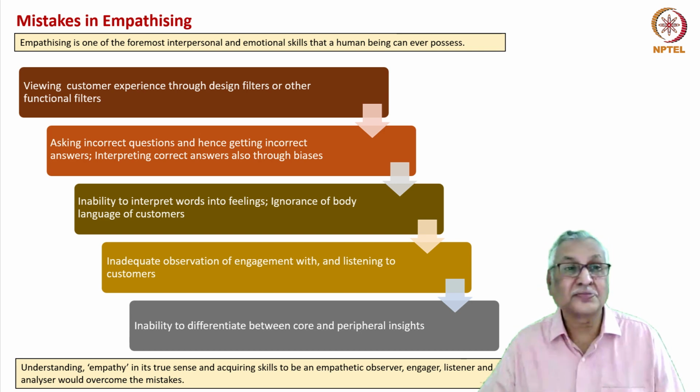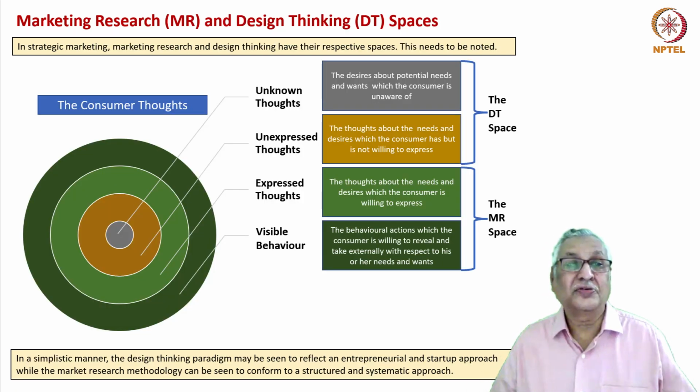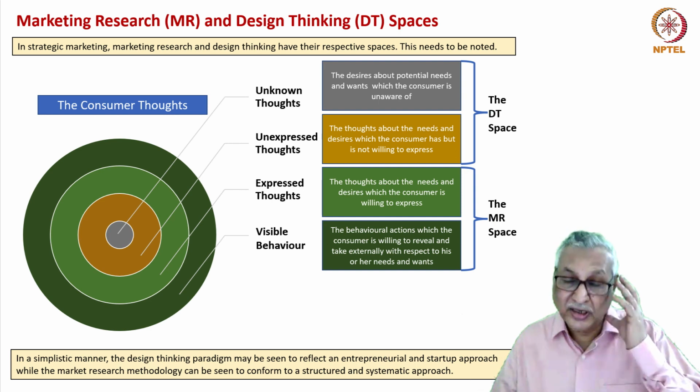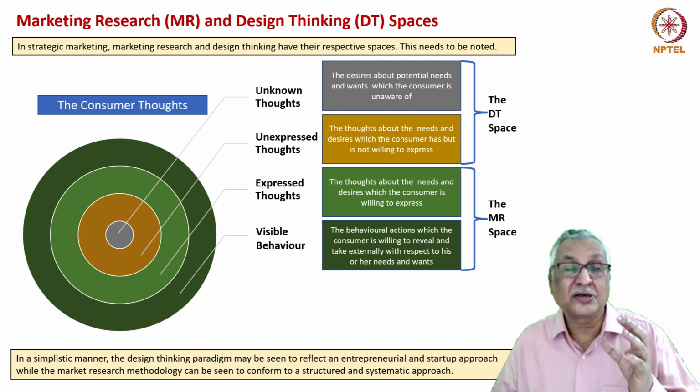This is important. So, what is the connectivity or the differences in the marketing research and design thinking spaces? In strategic marketing, marketing research and design thinking have their respective spaces. This needs to be noted. When the consumer thinks, or is considered to be thinking, the consumer experiences the following thought process. One, unknown thoughts. Second, unexpressed thoughts. The third, expressed thoughts. And fourth, visible behavior.